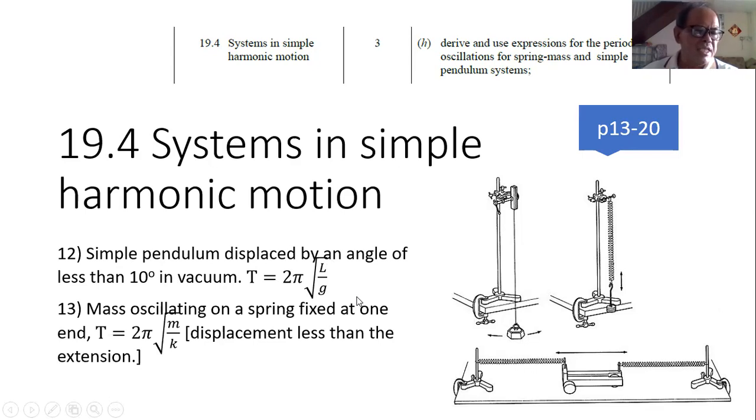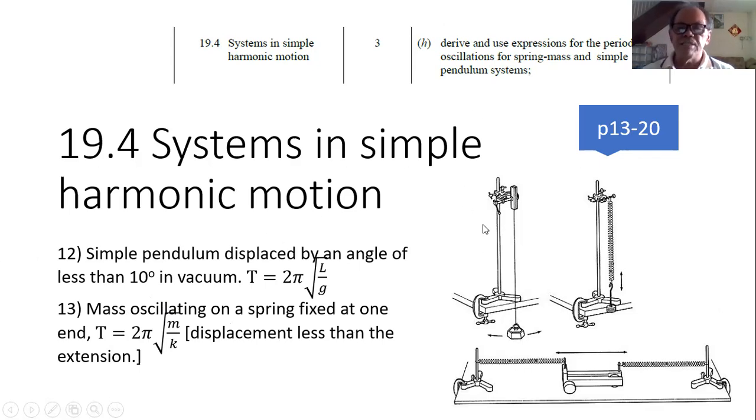And 13, mass oscillating on a spring at a fixed end. One end of the spring is attached, the other one is attached to a mass. So the period of oscillation T is 2 pi square root of m over k. You can use this one. The condition is that displacement is less than extension.